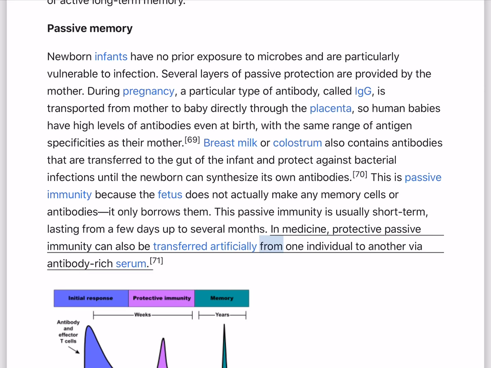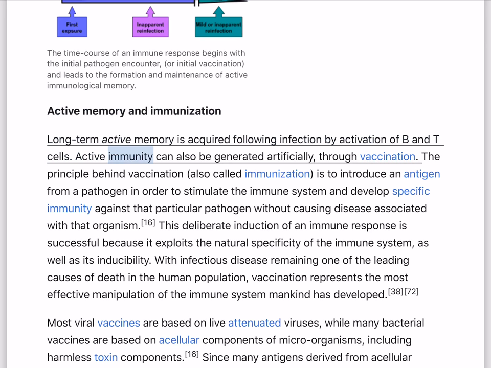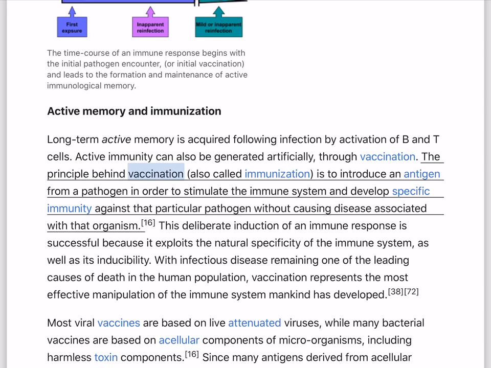The time course of an immune response begins with the initial pathogen encounter, or initial vaccination, and leads to the formation and maintenance of active immunological memory. Active memory and immunization. Long-term active memory is acquired following infection by activation of B and T cells. Active immunity can also be generated artificially, through vaccination. The principle behind vaccination, also called immunization, is to introduce an antigen from a pathogen in order to stimulate the immune system and develop specific immunity against that particular pathogen without causing disease associated with that organism.